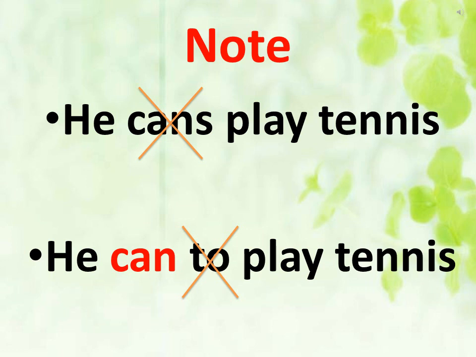Note, look here, that as I said before, we don't say he cans play tennis. As we saw in the simple present, we add s or es to the verb when it is he, she or it, but here can is not a verb. So he can play tennis. We don't say he cans play tennis, and he can to play tennis is wrong. Therefore we say he can play tennis. Can is always followed by the infinitive without to. So he can play tennis, not he can to play tennis.